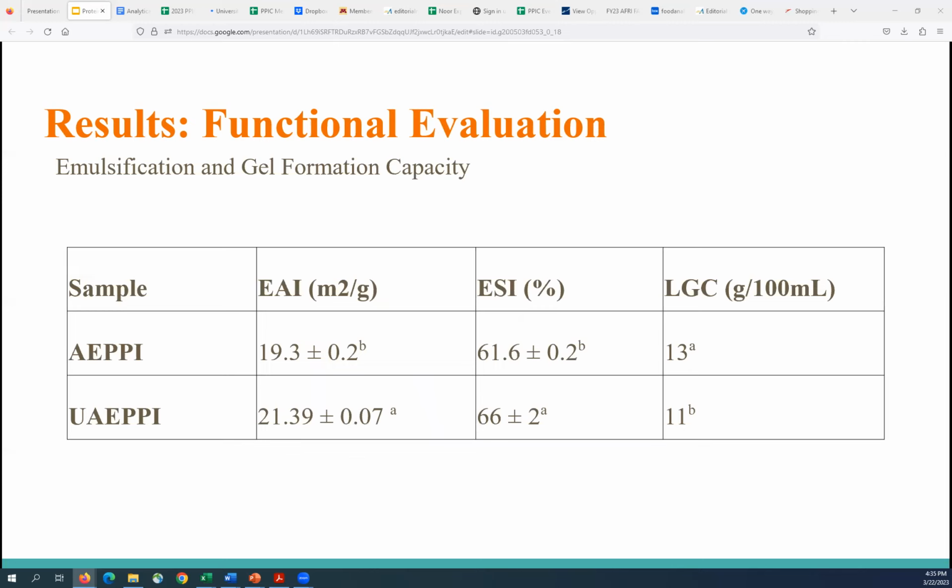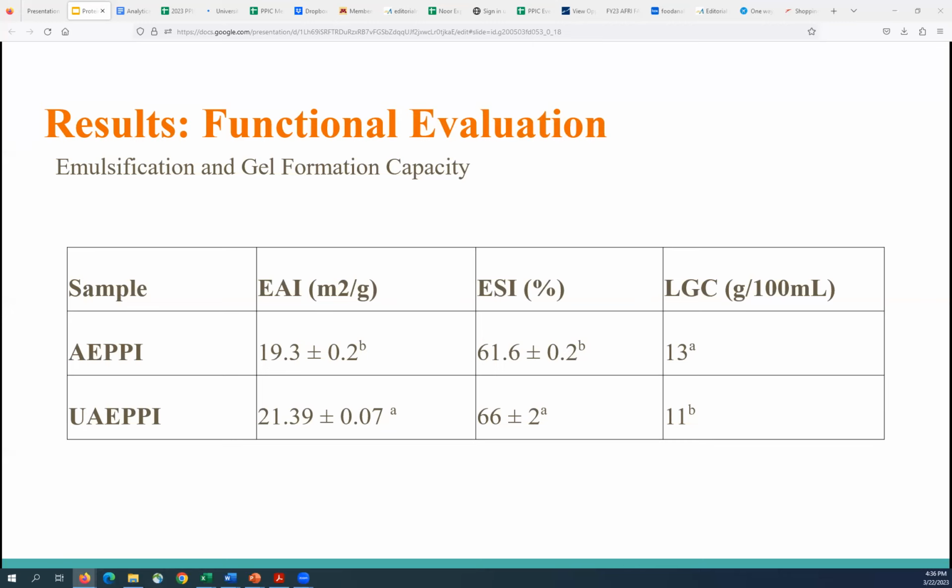Finally, let's take a look at the emulsification and gel formation capacity. We can see from the table here that both emulsification activity and emulsification stability of ultrasound-treated samples were higher than those without treatment. That is because the ultrasound treatment improves the molecular flexibility and surface hydrophobicity. So the protein molecules could be adsorbed at the oil-water interface more efficiently.